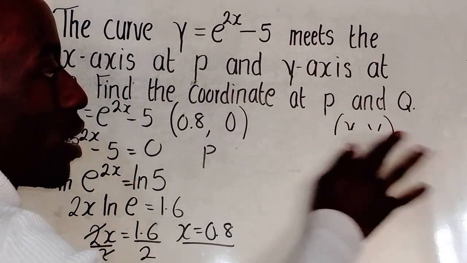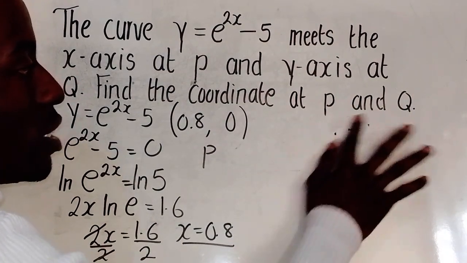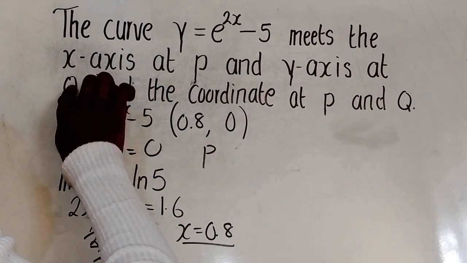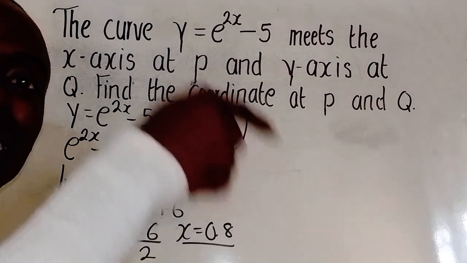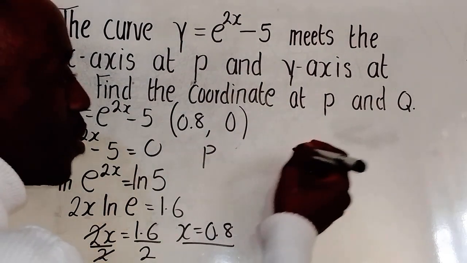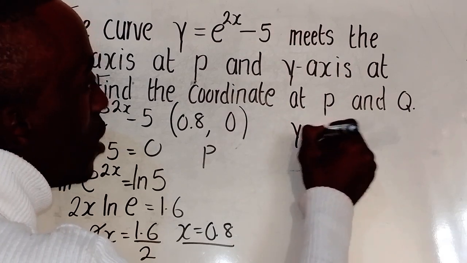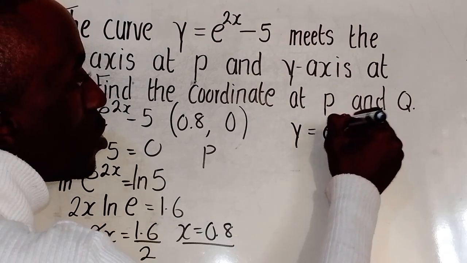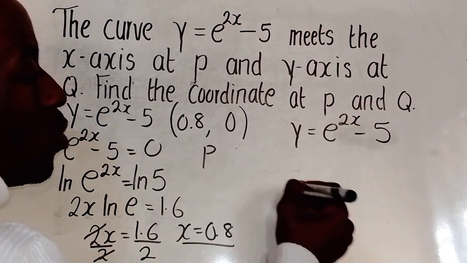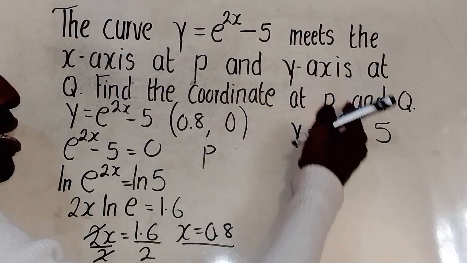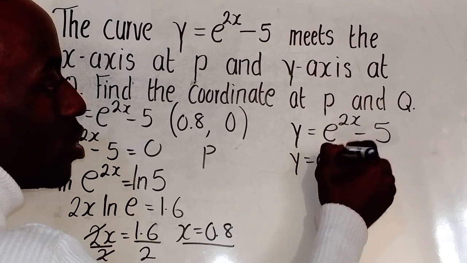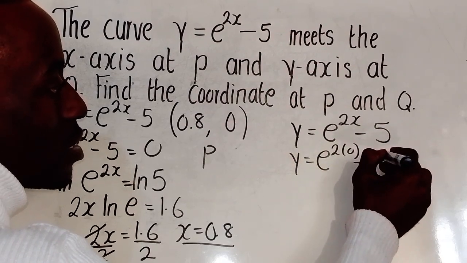So how can we solve for the coordinate for Q? Now remember, they have said the y-axis at Q, meaning that on the y-axis, the value for x is equal to 0. Again, we get the equation: y equals e to the power 2x minus 5. Now, since they have said on the y-axis x is 0, it is now y equals e to the power 2 times 0 minus 5.